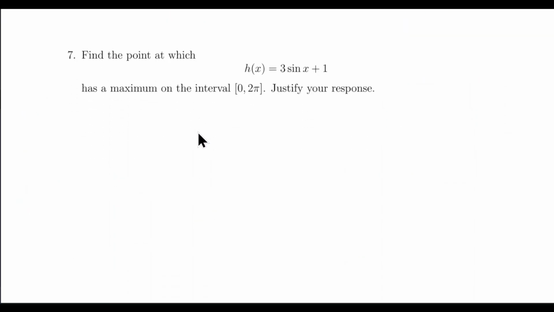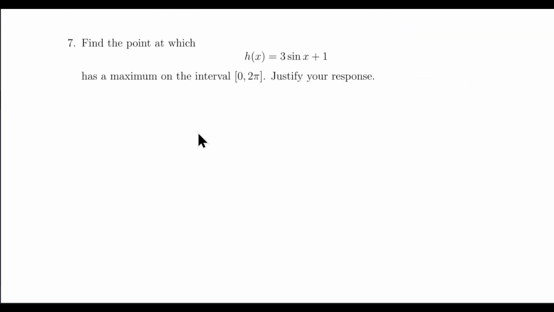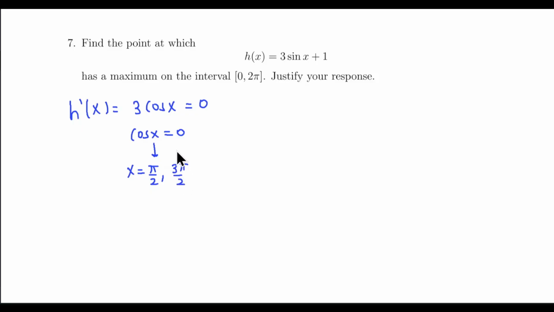Okay, find the point at which this has the maximum. That again, a candidates test, this time with trigonometry. So again, I'm going to find the derivative h prime x, which is 3 cosine x, and I'm going to equate it to 0 because undefined is not possible. Remembering unit circle, guys, when is cos x 0? When x is on the y-axis, basically. When x is pi over 2 and 3 pi over 2.